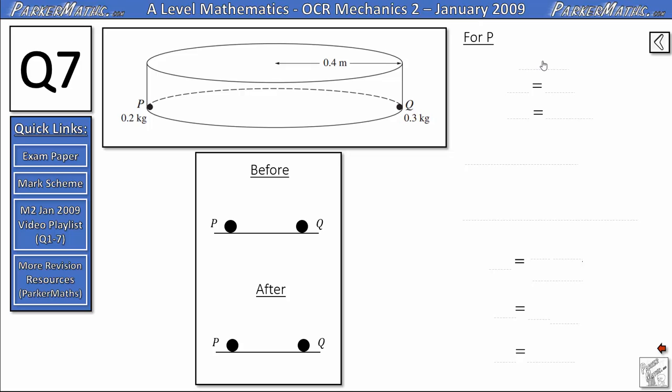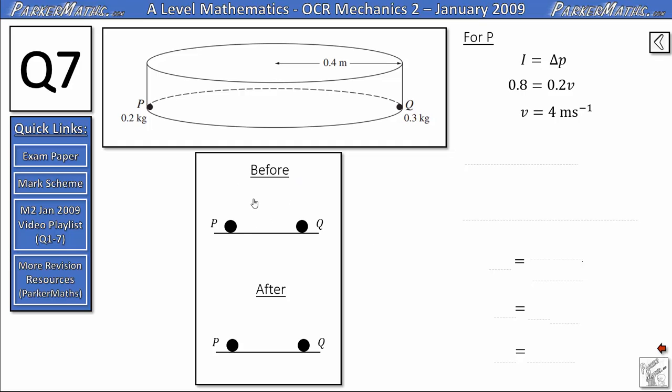To do that, we'll use the fact that the impulse is 0.8 Newton seconds, and impulse is defined as the change in momentum. Change in momentum is equal to mass times the change in velocity, and initially as it's at rest it has no momentum, so 0.8 equals the mass 0.2 multiplied by the velocity v. To find v, we divide through by 0.2. 0.2 goes into 0.8 4 times, so the velocity is 4 meters per second.